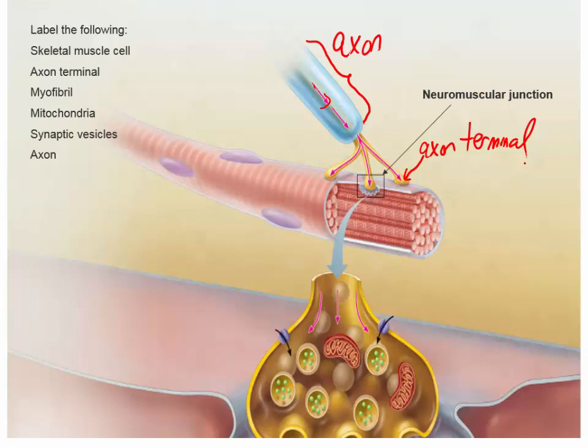And then, of course, this whole thing is the muscle cell. You can see the nuclei. So what are these things inside the muscle cell? Yep, that's the myofibrils.